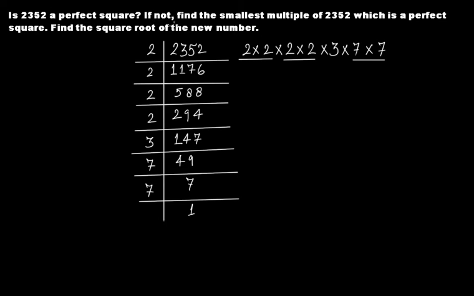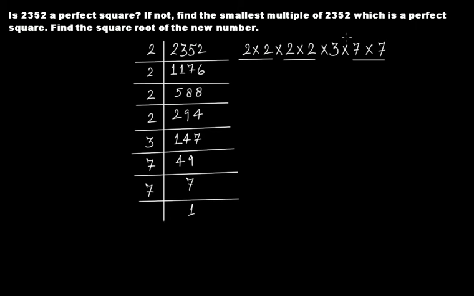If not, find the smallest multiple of 2352 which is a perfect square, and then find the square root of the new number. Okay. So we have established that 2352 is not a perfect square. It's asking what is that smallest multiple of 2352.